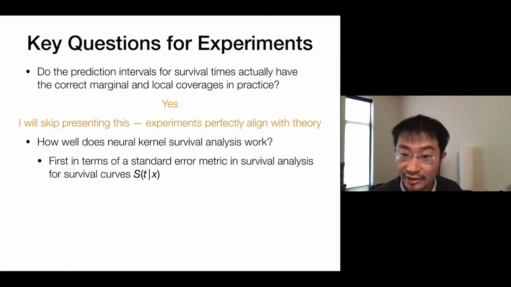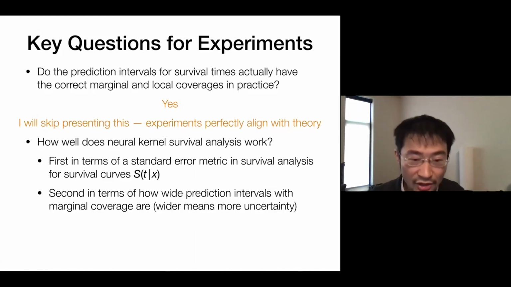One is a standard error metric used in survival analysis that will use the full survival curve. The other will look at how wide prediction intervals are, specifically prediction intervals with marginal coverage. You can think of it as, if these error bars are wider, then there's more uncertainty, and ideally we want these error bars to not be very wide. We want them to be narrow.